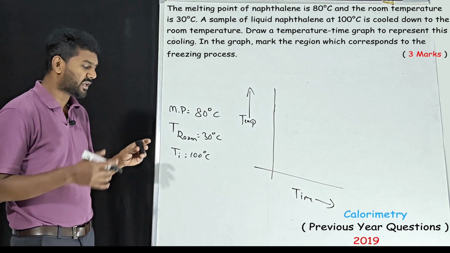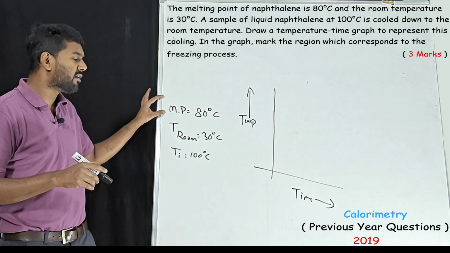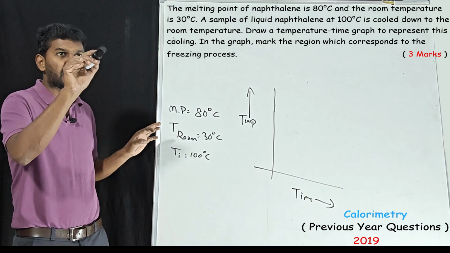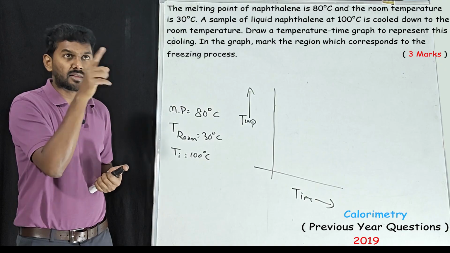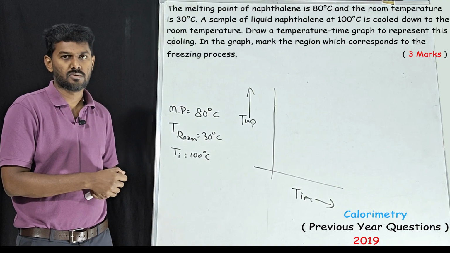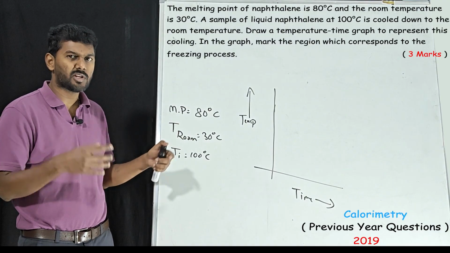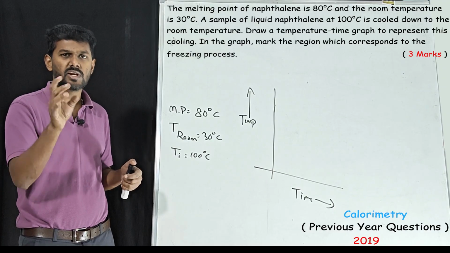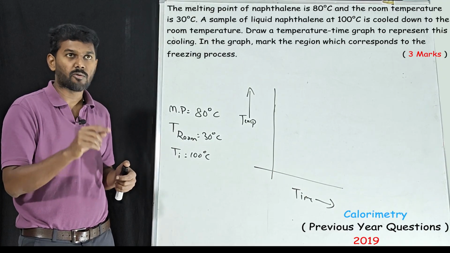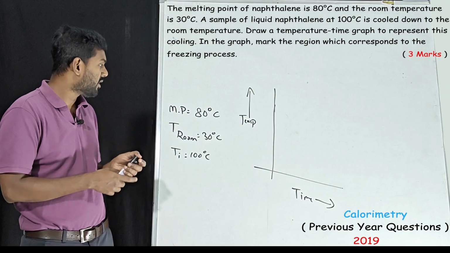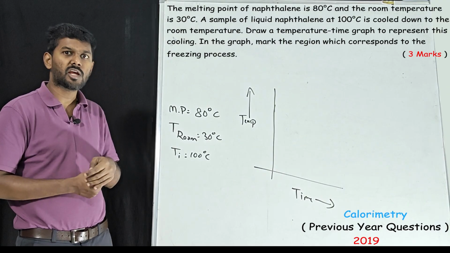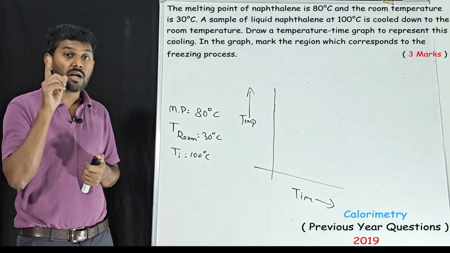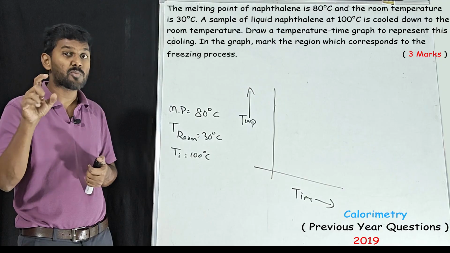A few students will get confused here. Why? Because they have given the melting point and they are asking us to mark the freezing process. Melting point is given. What is melting? Ice to water. You can take anything, just for an example, ice to water is melting. What is freezing? Water to ice. They have given the melting point and they are talking about freezing. And we know, see, this is what is important.